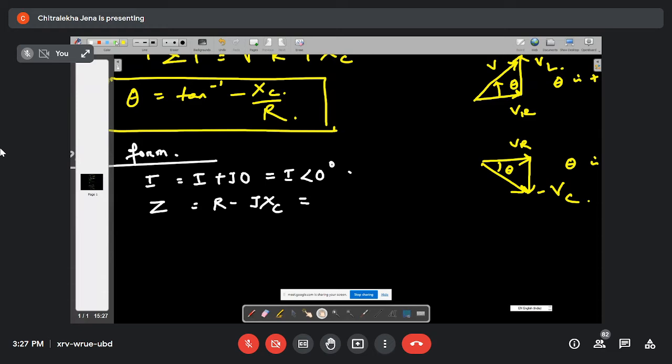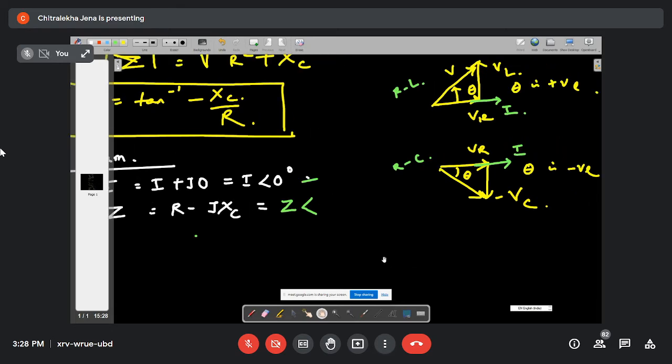Okay, so now I is equal to I plus J0. That is your I present at an angle 0 degree because I is in phase with the VR in both the cases. This is in case of RL circuit, now I am explaining in case of RC circuit. So what I will write down in polar form, Z at an angle, how much degree, tell me? Z is present at an angle, how much degree? This is for voltage diagram.